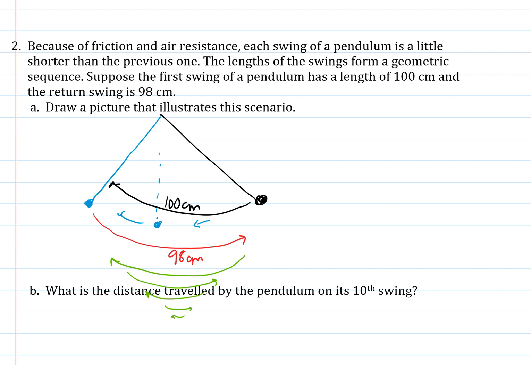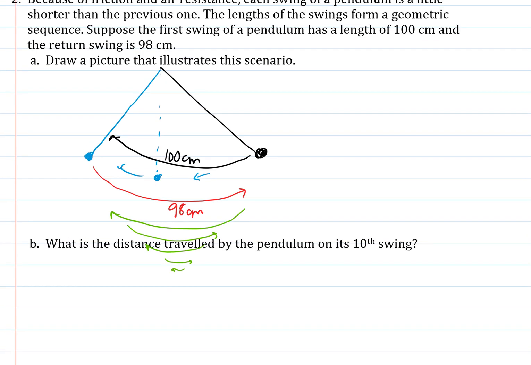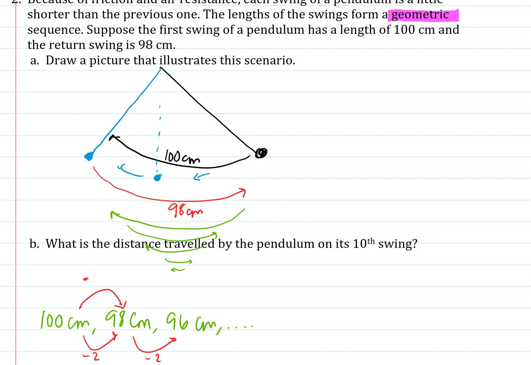So what's the distance traveled on its 10th swing? Well, don't be fooled into thinking the sequence would be 100 centimeters, 98 centimeters, 96 centimeters, and so on, because it's telling us this is a geometric sequence, which means there must be, instead of having a common difference of subtracting 2, there must be a common ratio. Well, what do you multiply 100 by to get 98? I have no idea. Go backwards by dividing 98 by 100. That'll give you 0.98.